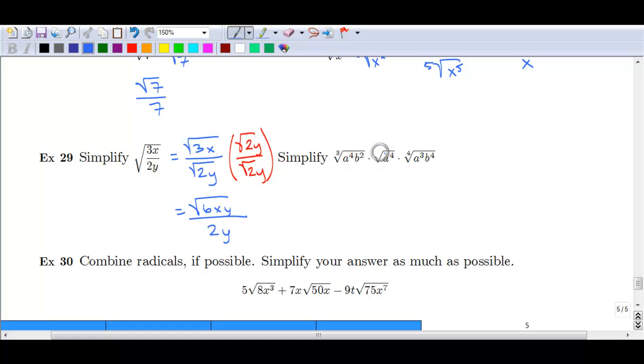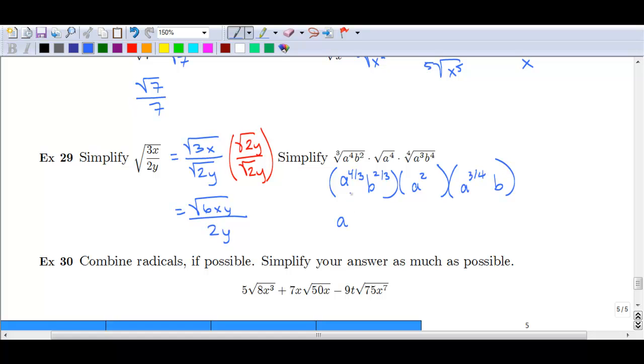So what I'm going to do is rewrite each of these with their fractional exponents that we discussed in the previous section. We've got a to the 4/3, b to the 2/3, and we are multiplying that by a to the 4/2, which we can just reduce to 2, and a to the 3/4, and b to the 4/4, which is just b.